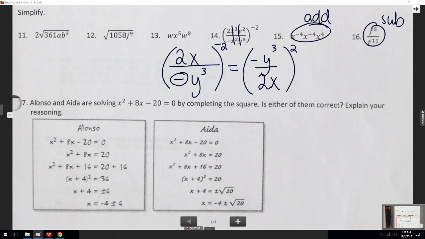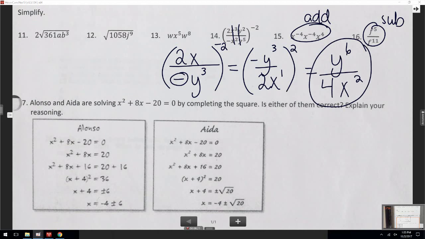You are squaring a negative. That means you have 2 negatives, which is going to be a positive. You're going to have y to the 6. Beautiful. Is it 4x squared? There you go. 2 squared is 4. And then you multiply 1 times 2 and you get 2.